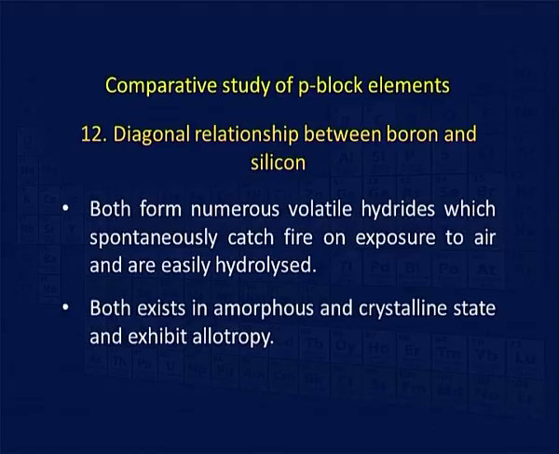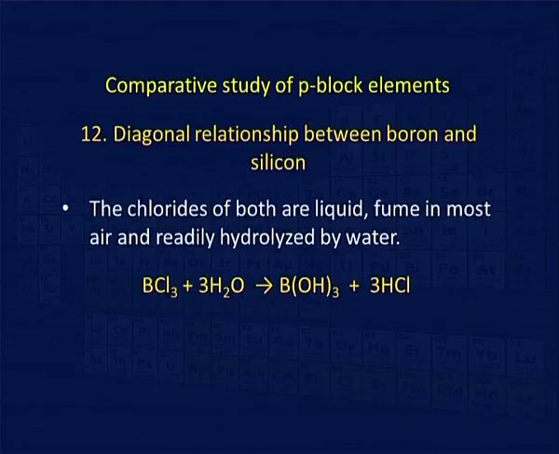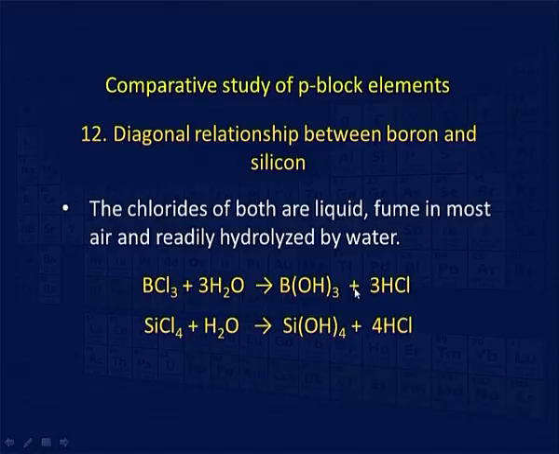Both exist in amorphous and crystalline states and exhibit the allotropic property. The chlorides of boron and silicon are liquid, fume in moist air, and are readily hydrolyzed by water. This is how boron trichloride is getting hydrolyzed. This is the silicon tetrachloride getting hydrolyzed. Both form a weak acid, like boric acid and silicic acid.